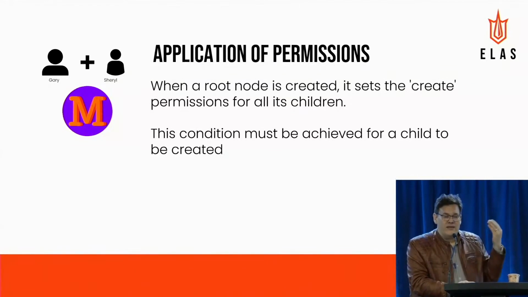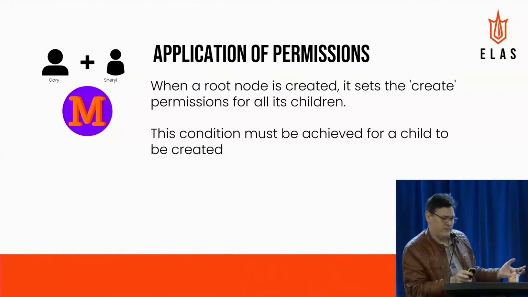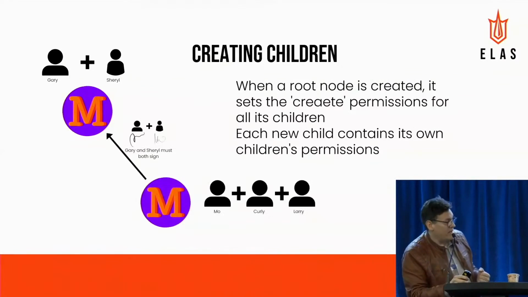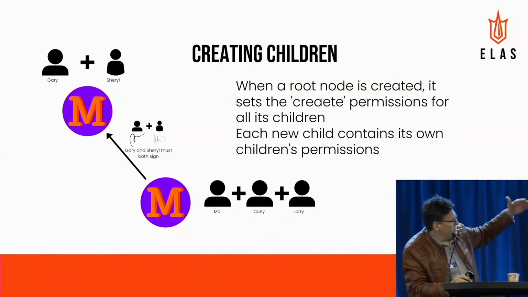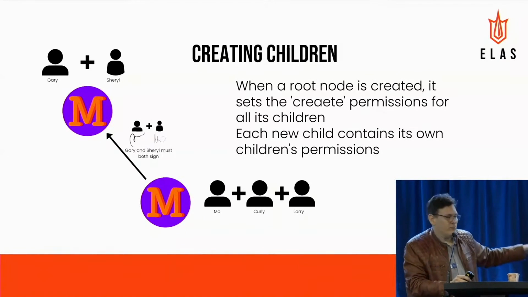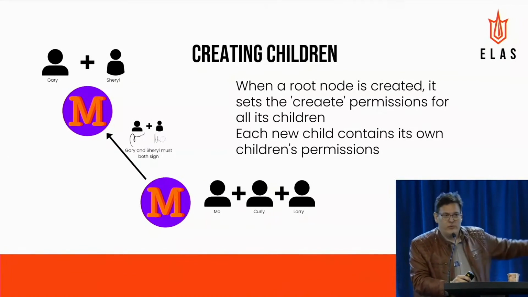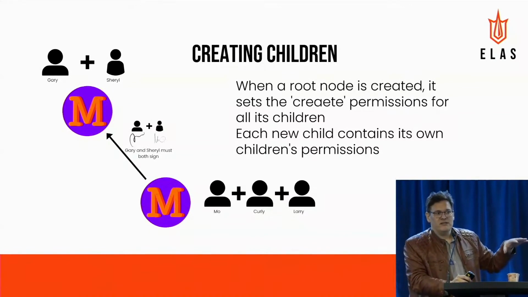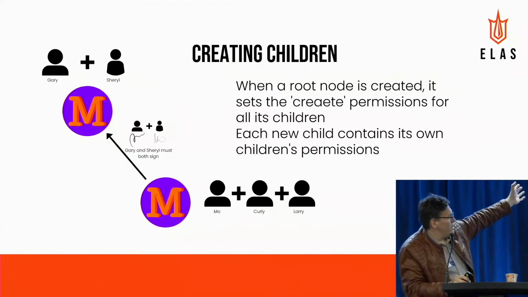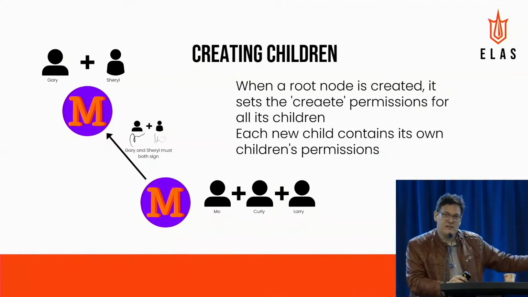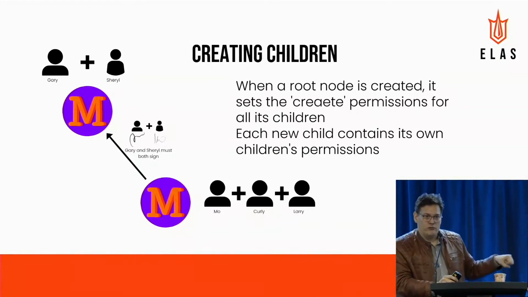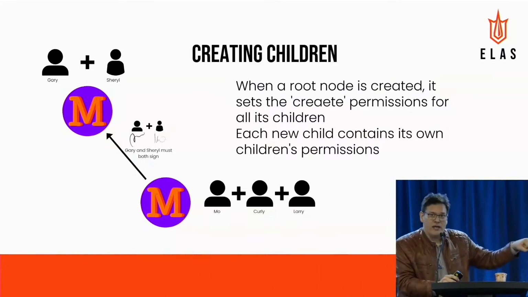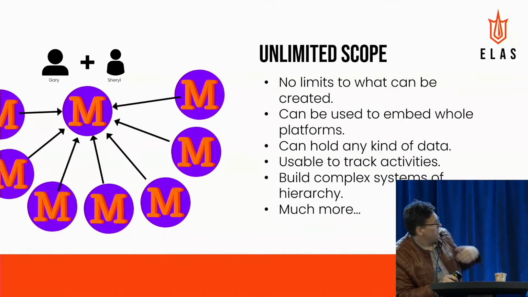And then for a child to be created, we have to have the first order signatures to create the second layer. But then in the second layer, we can apply a completely new set of permissions. So in this example, Gary and Cheryl can sign into existence a second layer node that Mo, Curly, and Larry all control. In that scenario, Mo, Curly, and Larry can go on to create other second layer nodes that they control.